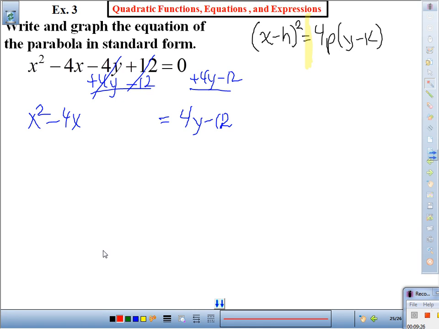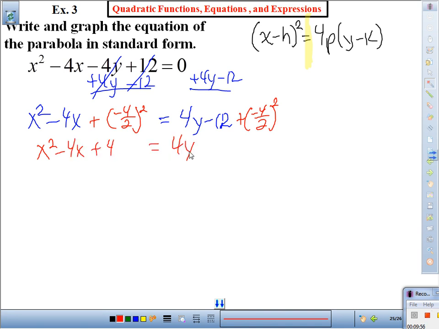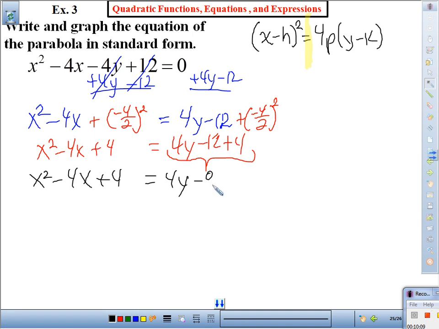Everyone. Completing the square. That's why we've been doing those on the warm-up for the past 3 weeks. How do I complete the square? Add negative 4 over 2, squared, and whatever we do to one side, we do to the other. Right now, you're just paying attention. I'll give you time to copy. Therefore, I'm left with x squared minus 4x plus 4 equals 4y minus 12 plus 4. Can I simplify this side a little bit more? Yes. That leaves me with x squared minus 4x plus 4 equals 4y minus 8.